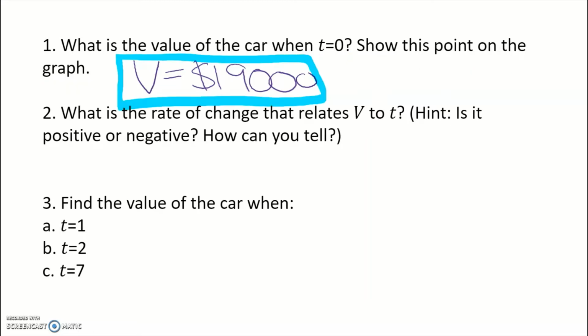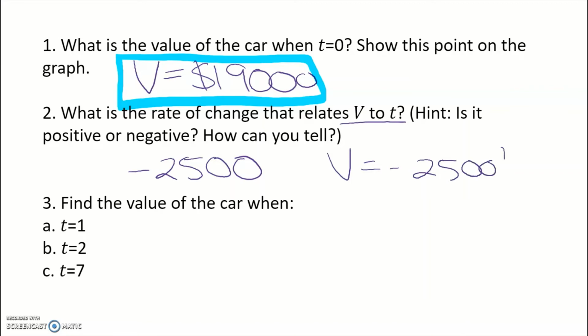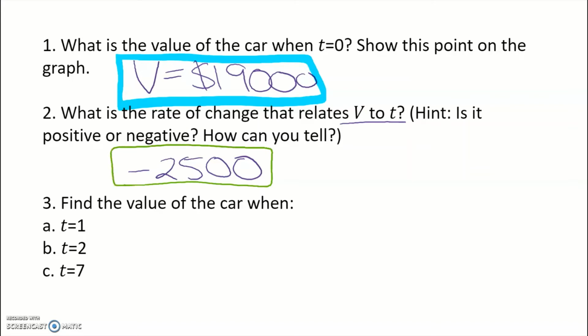There are a few other different questions that you could be asked. This one asks, what is the rate of change? Now we've already seen the rate of change. The rate of change is negative 2,500. And how it relates v to t is that v is decreasing by 2,500 per year after an initial 19,000. Now, when you have a look at it, we know it's negative because it's decreasing. It's decreasing in value every year. So our slope should go down this way when we graph it.